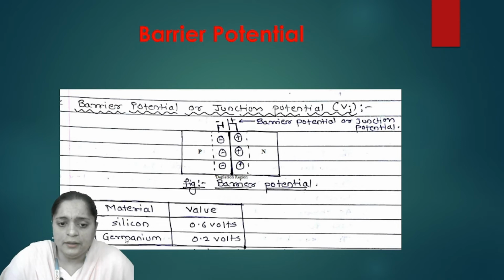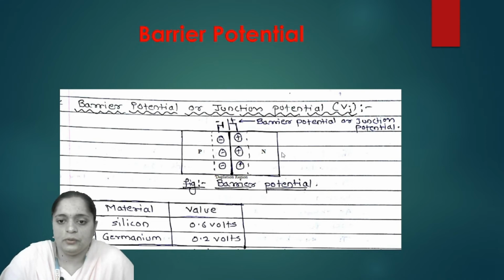Here I have tabulated the material and its value. For silicon, the barrier potential or junction potential is 0.6 volts, and for germanium it is 0.2 volts. One point to keep in mind: barrier potential or junction potential is also known as cut-in voltage.